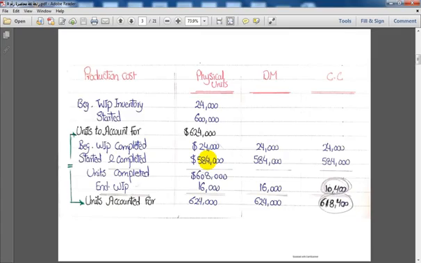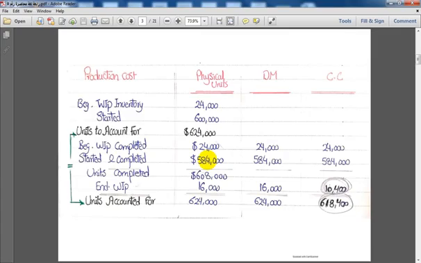For direct labor and overhead, or we can say for conversion cost, it is added continuously. So ending work in process has 65% of conversion cost. So we have to multiply 65% times 16,000 units, 16,000 units times 65% equal 10,400.